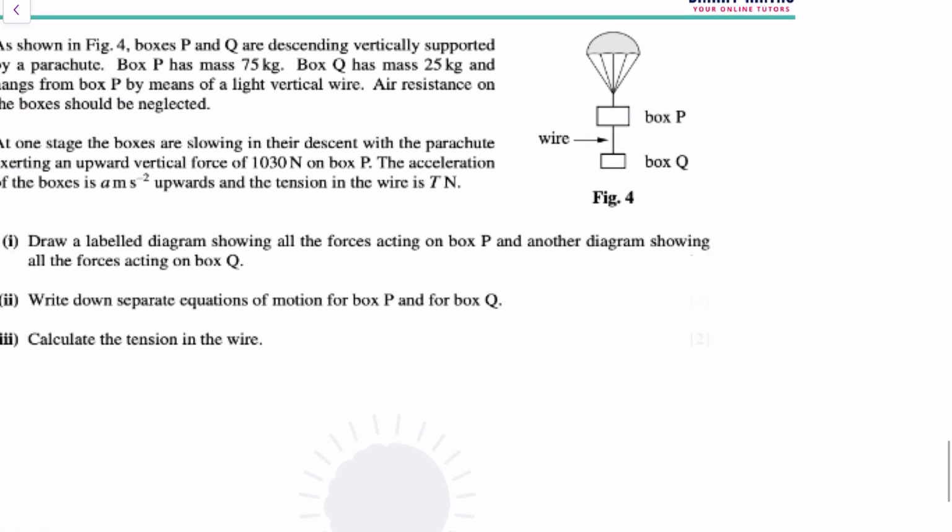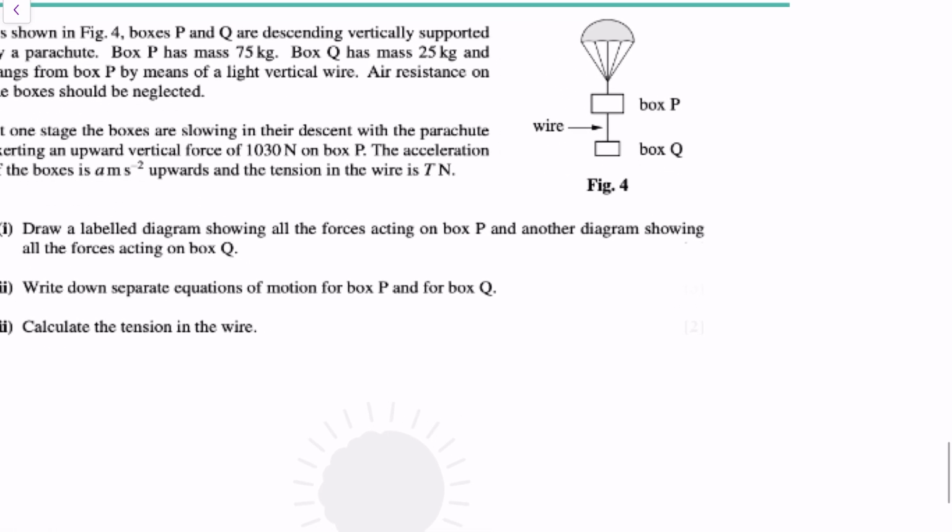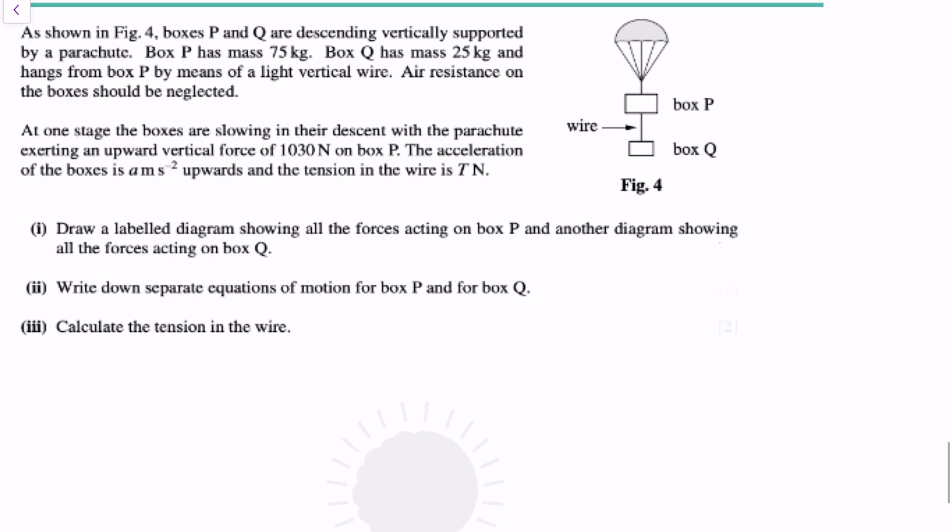As shown in figure 4, boxes P and Q are descending vertically supported by a parachute. Box P has mass 75 kg, box Q has mass 25 kg and hangs from box P by means of a light vertical wire. Air resistance on the boxes should be neglected. At one stage, the boxes are slowing in the descent with the parachute exerting an upward vertical force of 1030 newtons on box P. The acceleration of the box is A meters per second squared upwards and the tension in the wire is T newtons.